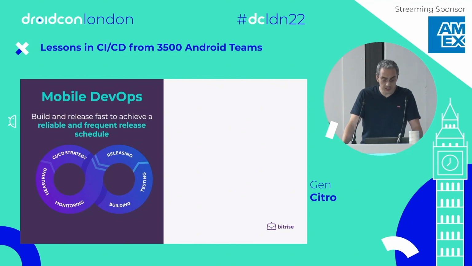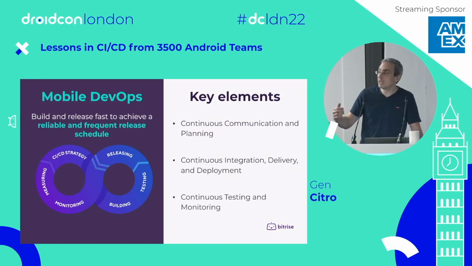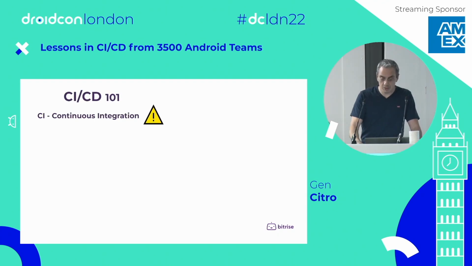We know that successful teams adopt these key elements of mobile DevOps practices. So in terms of building, testing, releasing, monitoring, measuring, and then pipelines and so on. And the key elements really can be distilled into these 3 points. So continuous communication and planning, continuous integration, delivery, and deployment, and continuous testing and monitoring. So that's a lot of mentioning of the word continuous there.